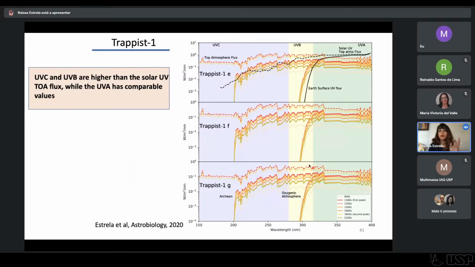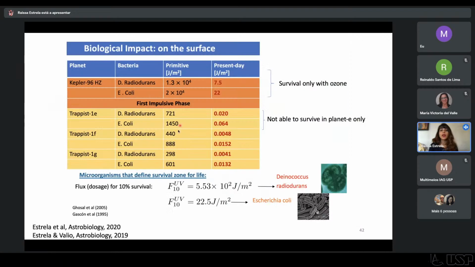So we took these UV levels that we computed for these 3 habitable zone TRAPPIST-1 planets and also for the Kepler 96 system. And we tried to see how much of this UV that arrives at the surface of the planet would be enough for these two microorganisms to survive. So we know the dosage that these microorganisms can survive because laboratory experiments estimated that. So you can see here, Deinococcus radiodurans can survive more extreme UV.